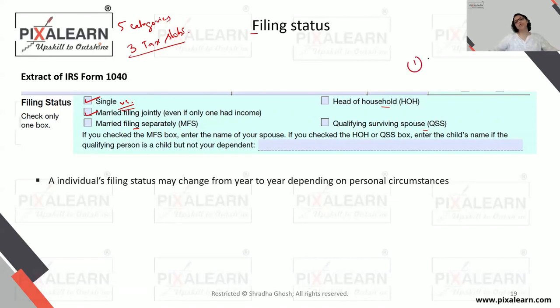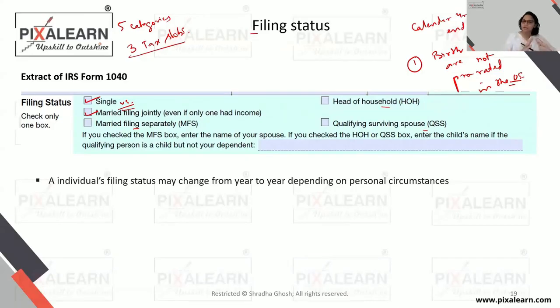The first thing I want you to be very clear is birth and death are not prorated in the US. Now, what do you mean by this statement? US has calendar year end, okay? You have to understand that US has calendar year end, which means any person who's filing returns in the US has to report the income from January to December. India has fiscal year end. We take 1st April to 31st of March. In the US, it's calendar year.